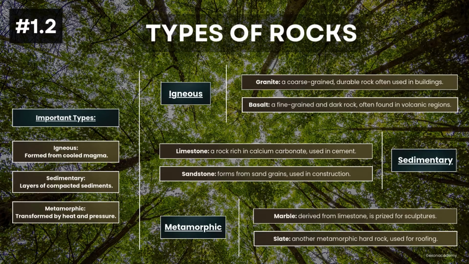Number 2. Sedimentary rocks, created from compressed layers of sediments. Limestone, rich in calcium carbonate, is used in cement, while sandstone forms from sand grains. Number 3. Metamorphic rocks. Heat and pressure change existing rocks into new forms. Marble, derived from limestone, is prized for sculptures, while slate is commonly used for roofing. Understanding rock types helps us study Earth's history and its resources.